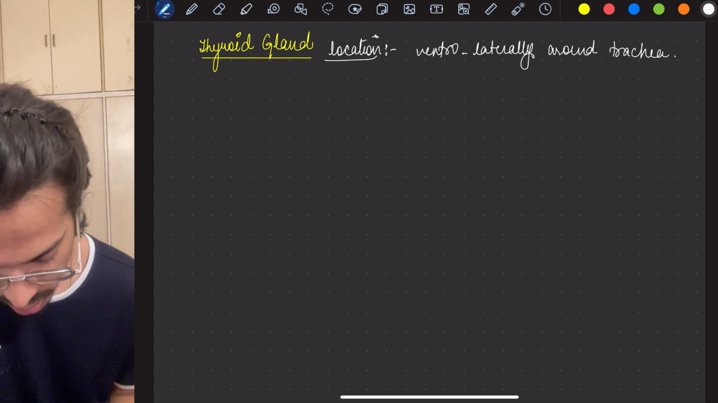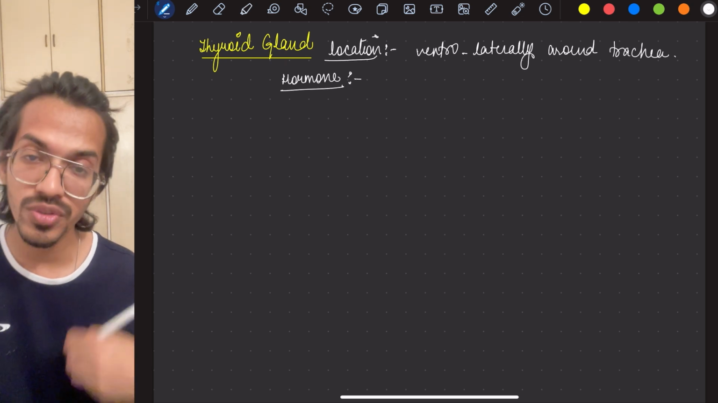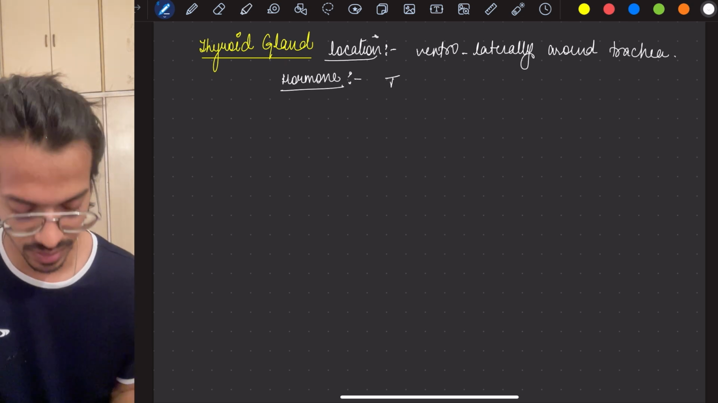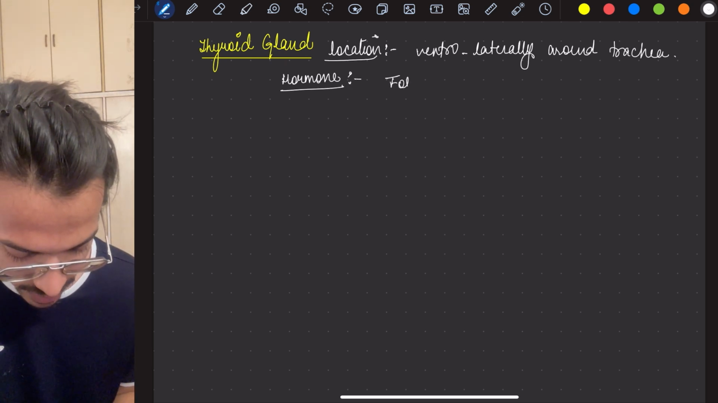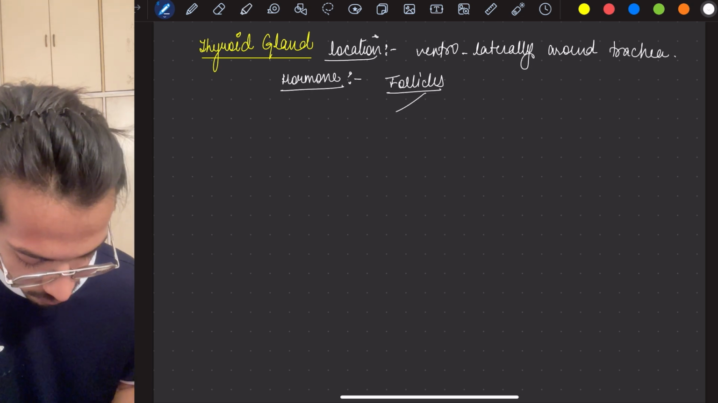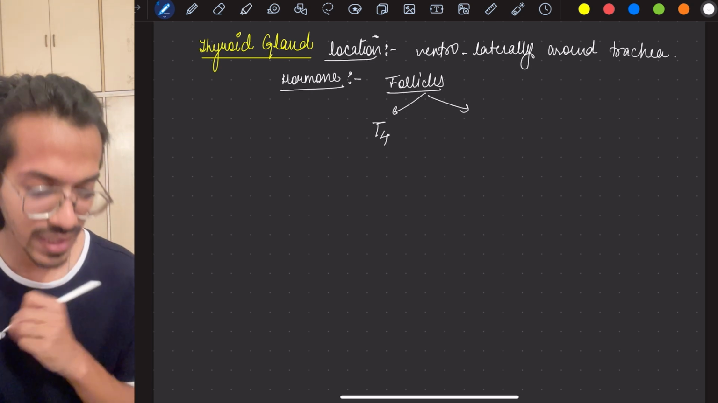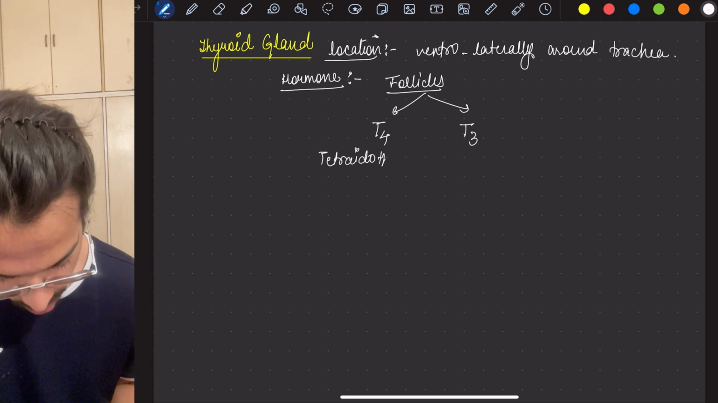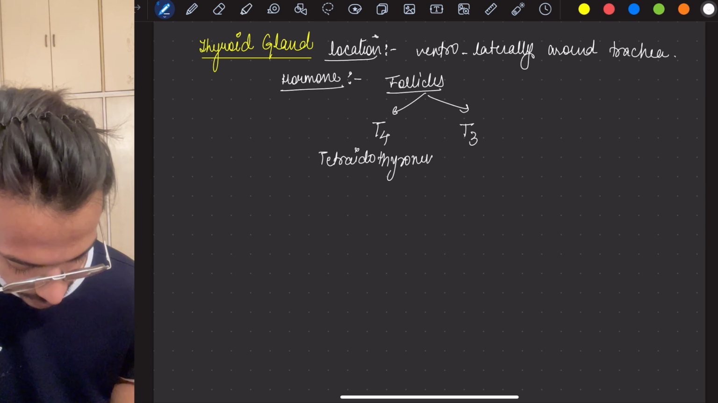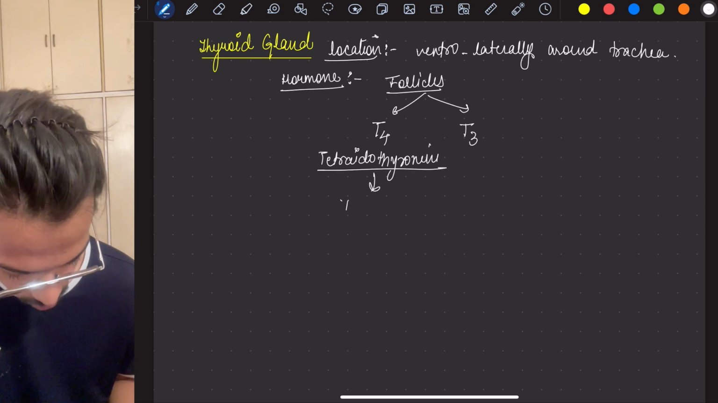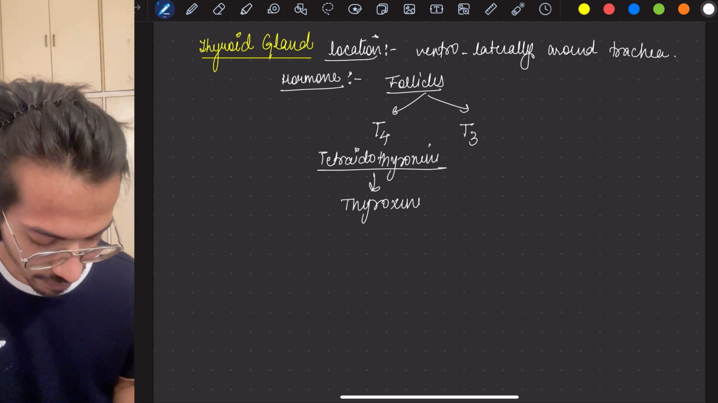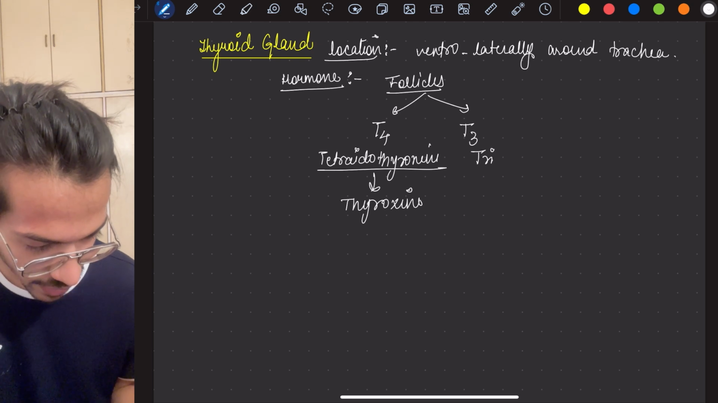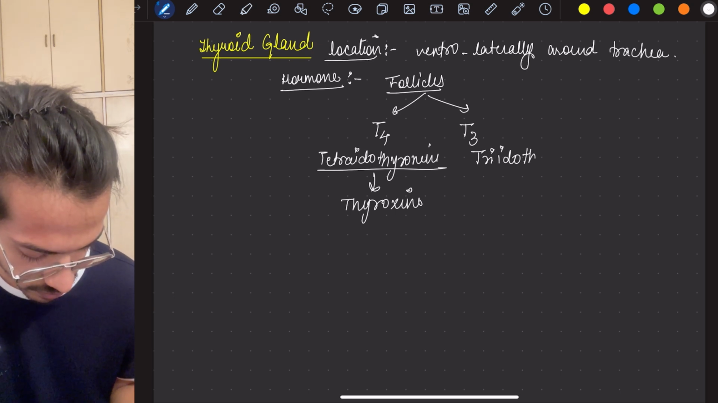So the next question is, what is the hormone? There are two types of hormones secreted by the follicles. The thyroid follicles secrete two hormones, T4 and T3. T4 is tetraiodothyronine, which is actually the thyroxine hormone, whereas T3 is triiodothyronine.